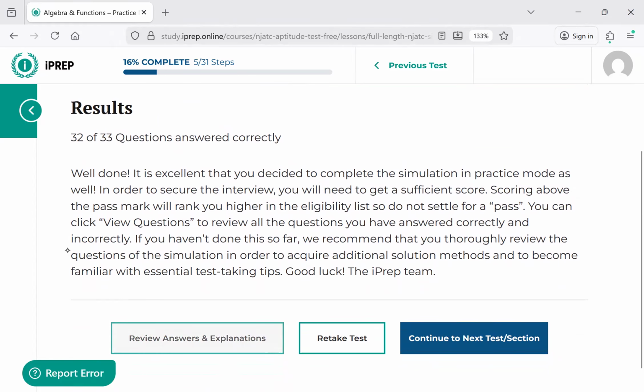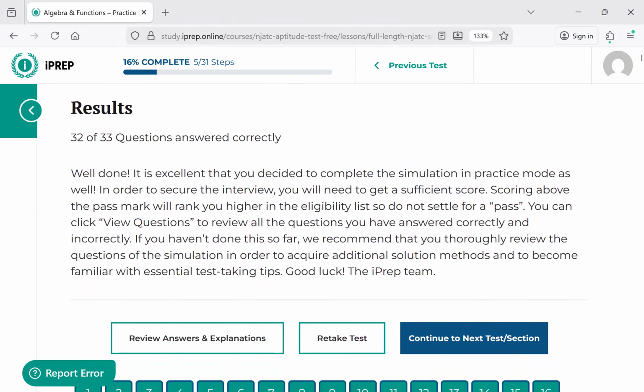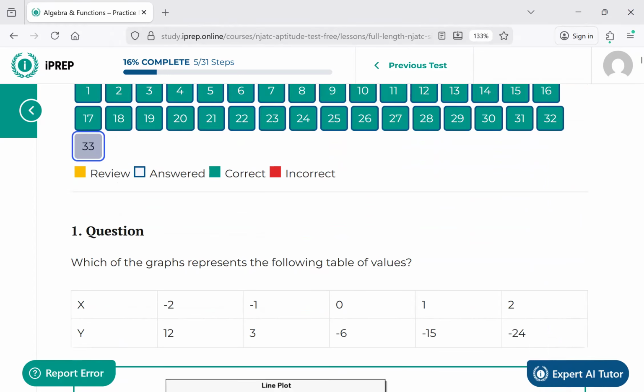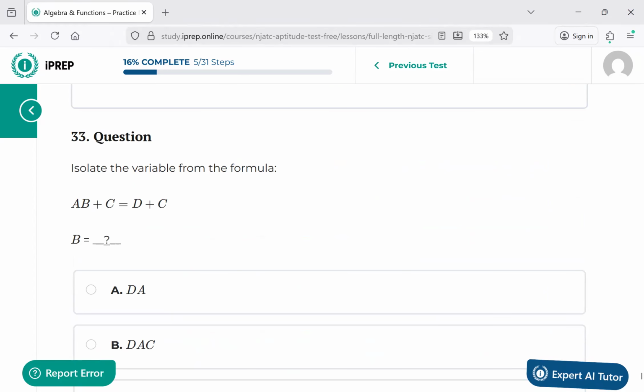We have one right. Let me see what we got. Did I miss some? Oh, I didn't do 33. Sorry, let's do 33 real quick. Isolate the variable in the formula ab plus c equals d plus c, find b.